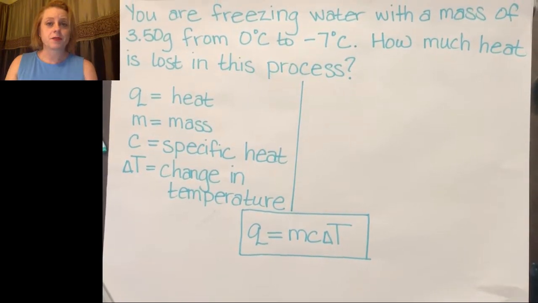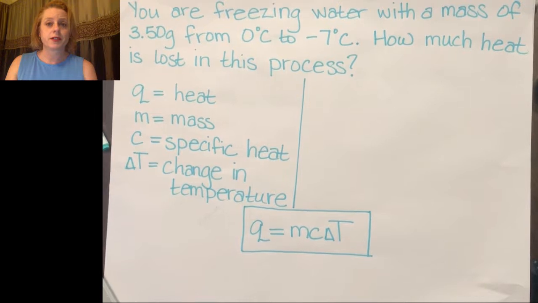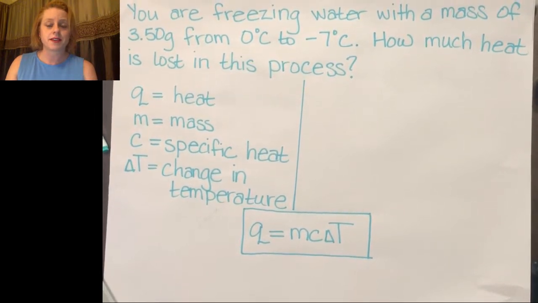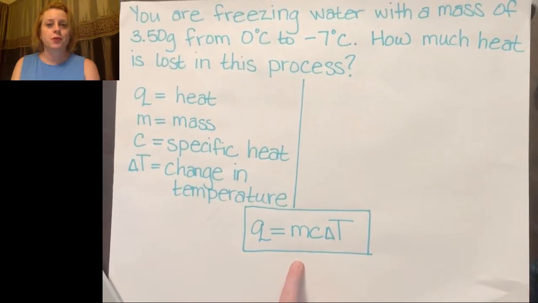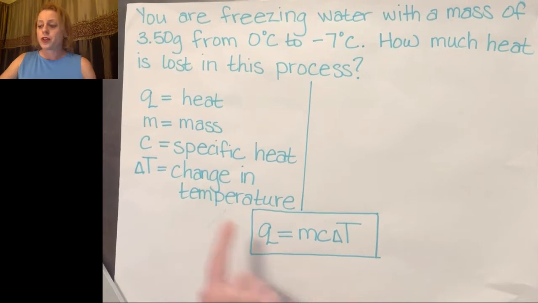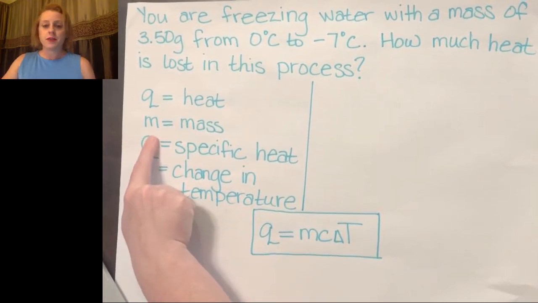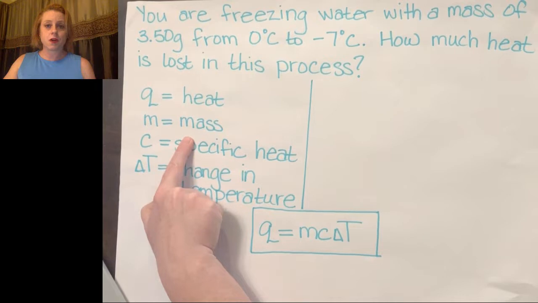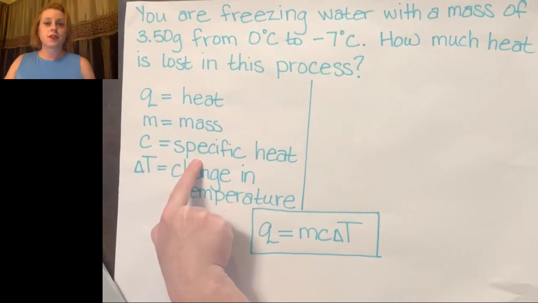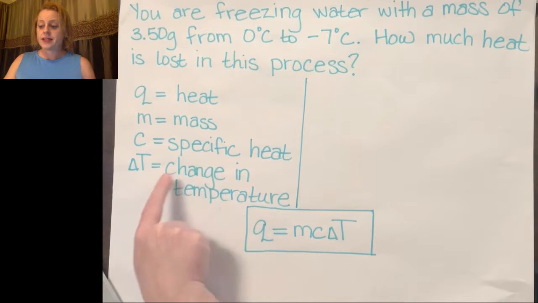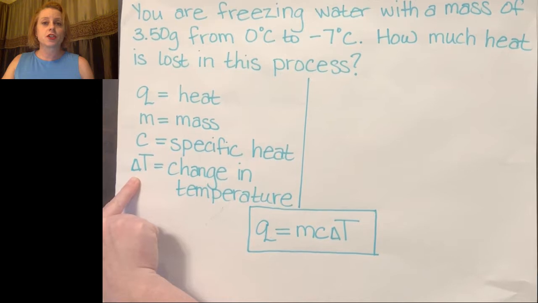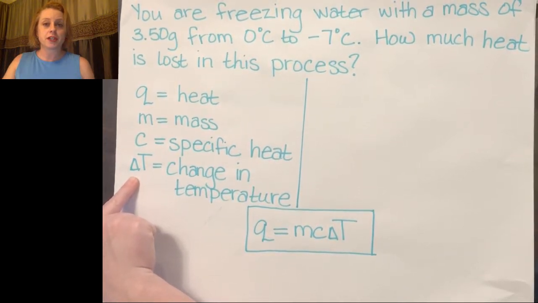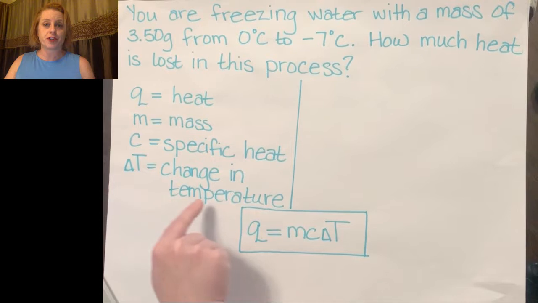Let's get to some calculations now. You are freezing water with a mass of 3.50 grams from 0 degrees Celsius to -7 degrees Celsius. How much heat is lost in this process? We are going to start with the equation Q equals mc delta T, where Q stands for the heat, m stands for the mass, in this case the mass of the water, C stands for the specific heat of the substance, and delta T stands for the change in temperature. This little triangle here is the capital Greek letter delta, which means change in. So delta T would mean change in temperature.